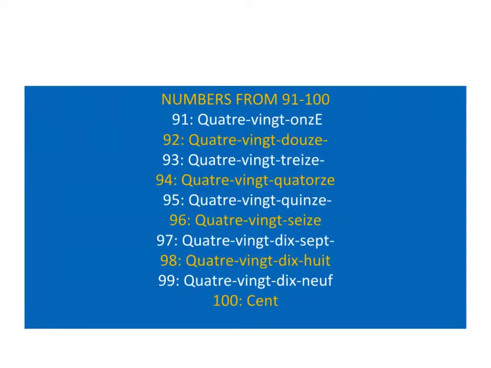So 90 is quatre-vingt-dix. From 90 to 100, you have 91. That is 80 plus 11. 92, 93, 94, 95, 96, 97, 98, 99, 100. 100 is cent.